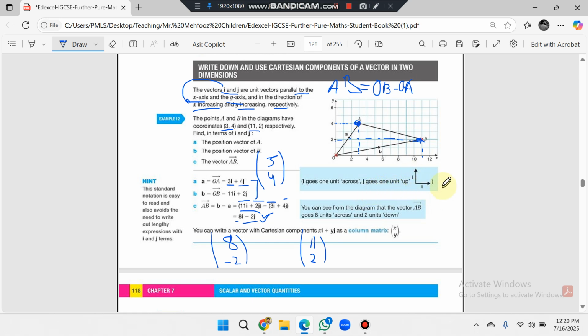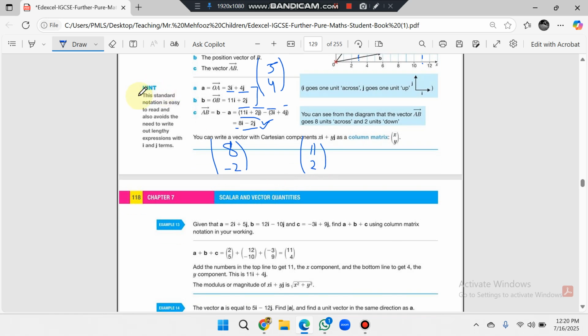Next one is the simple fact that i goes 1 unit across and j goes 1 unit up, and they are both perpendicular to each other. i has magnitude 1, j also has magnitude 1, but they are perpendicular to each other. Why perpendicular? Because the x-axis and y-axis are also perpendicular to each other. The hint is that this standard notation is easy to read and also avoids the need to write lengthy expressions with i and j terms. So this notation just saves your time.